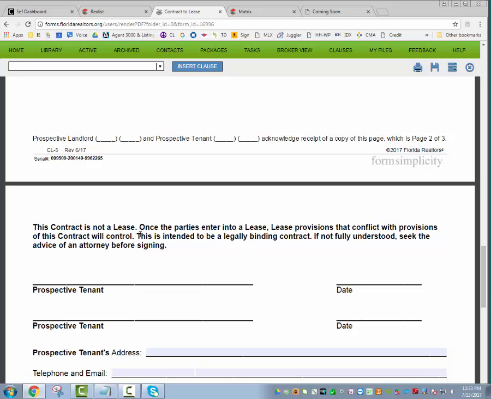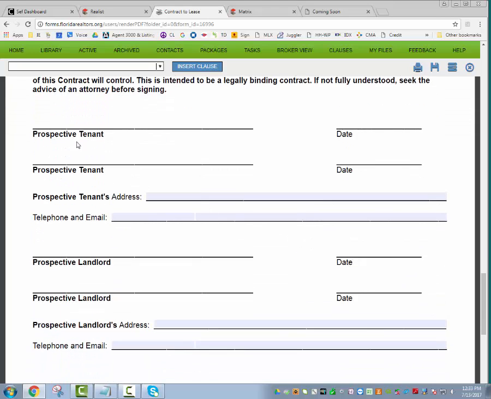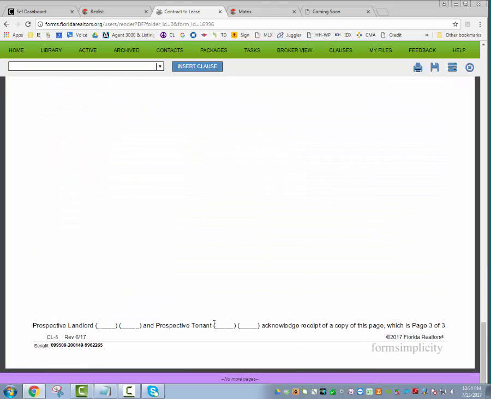But furthermore, this is intended to be a legally binding contract. Those are the magic words on the contract to lease. They need to understand that so that they take it very, very seriously, and they follow through with everything they're supposed to do, including applying to the association. Then you go prospective tenant, date, they sign. You can put the prospective tenant's address here if you need to, telephone and email. And again, they have to initial here.